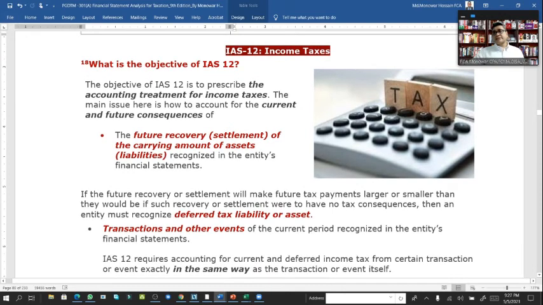It's all for today. So our next class of this module, that is part 3, we'll take the income tax with the deferred tax calculation and other tax calculation also.